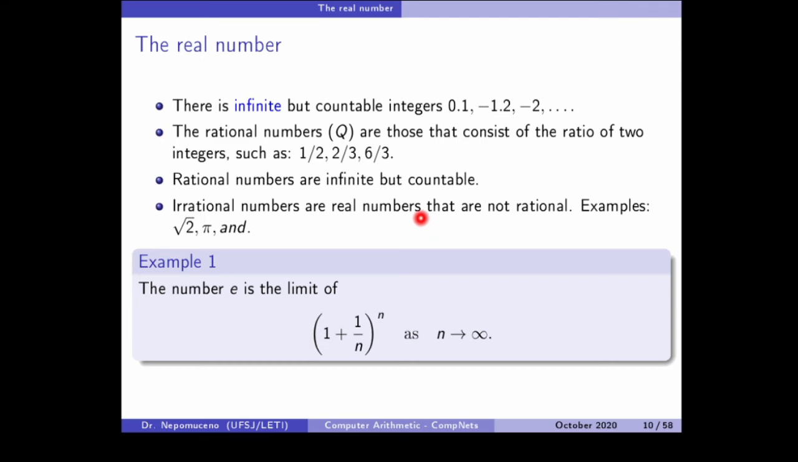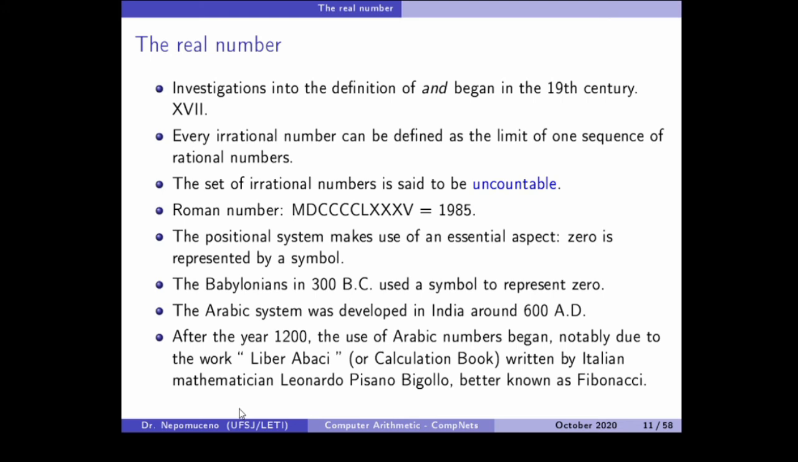The number e is the limit of what? (1 plus 1 divided by n) to the power n, as n approaches infinity. If you use this calculation here, you see that as n becomes bigger and bigger, this is going to approach 2.7 and so on, right? Investigations into the definition of e began in the 17th century, right? So every irrational number can be defined as the limit of a sequence of rational numbers. The set of irrational numbers is said to be uncountable.